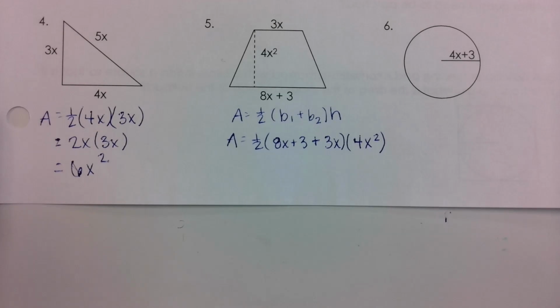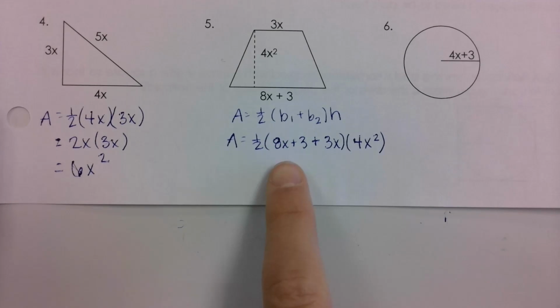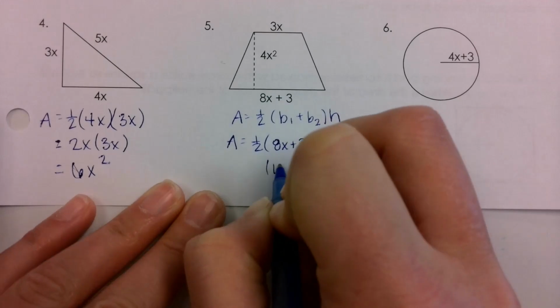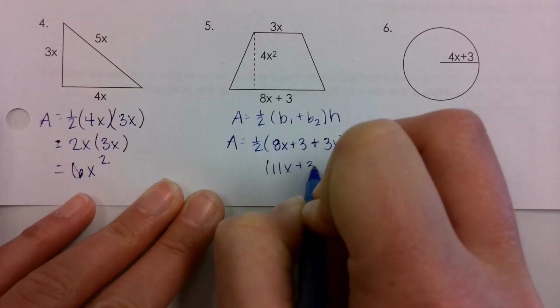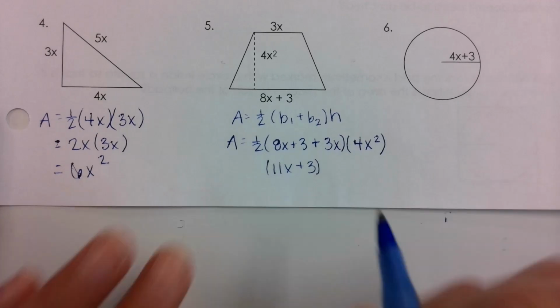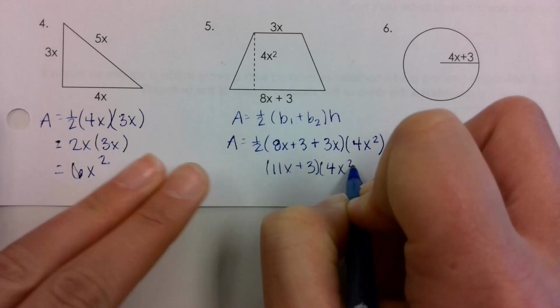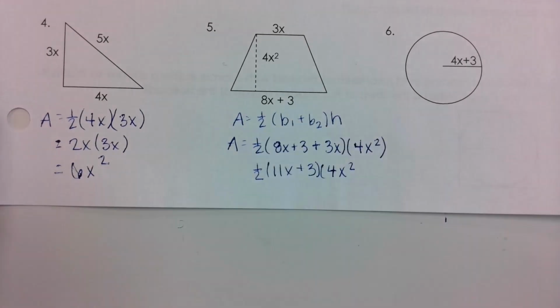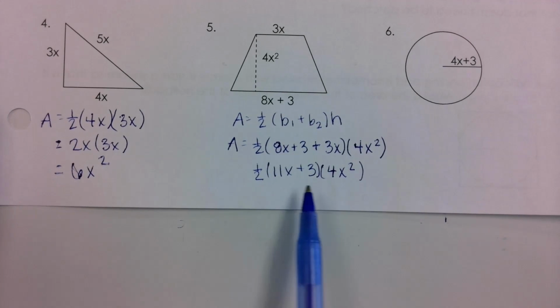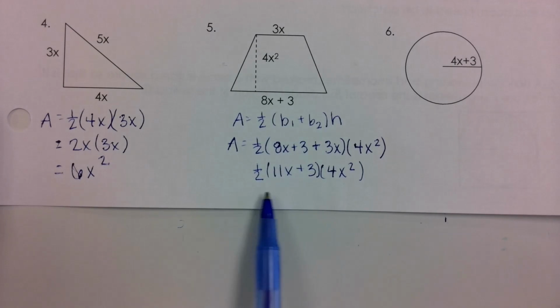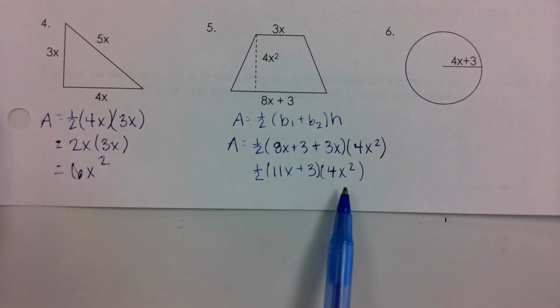So we can go ahead and combine like terms inside our parentheses. Yeah? What can we combine here? What's that going to give us? 11x plus 3. And then we've got that 4x squared still and a 1/2 out front. So we need to do half times one of these two things. Is it going to be easier to multiply 11 and 3 by 1/2 or 4 by 1/2?